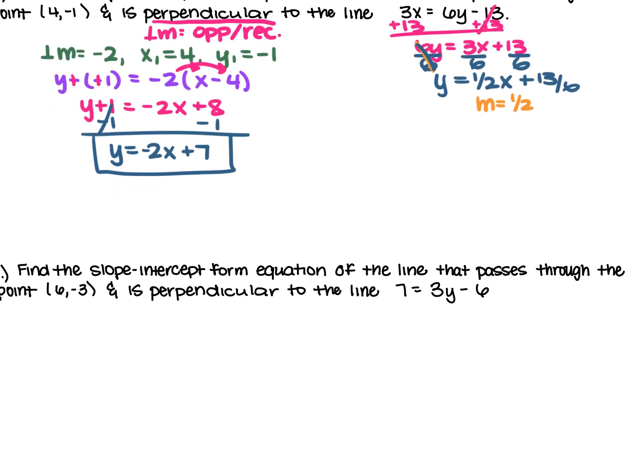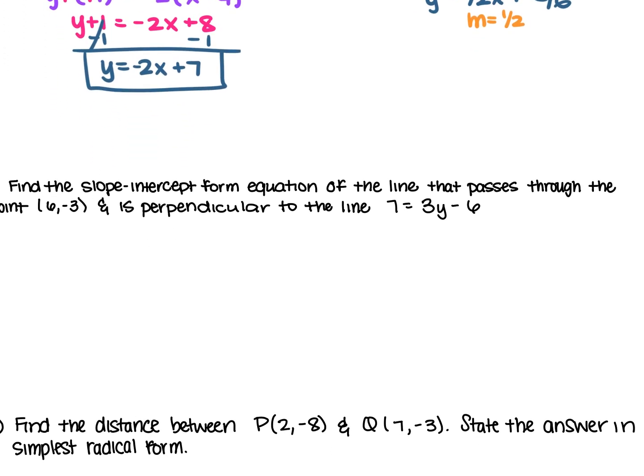For number 19, it tells you to find the slope-intercept form equation of the line that passes through the point (6, -3) and is perpendicular to the line 7 = 3y - 6. To solve this equation for y, we're going to move your 6 over by adding it to both sides. We have 3y = 13. We divide each side by the 3, and we get that y = 13/3.